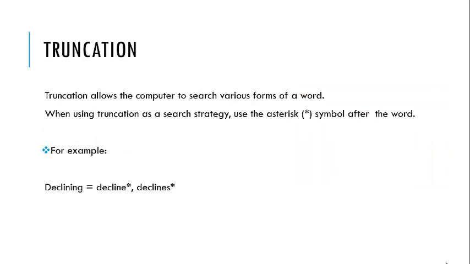Truncation is also something we want to think about when we're searching today. Truncation allows a computer to search various forms of a word. For example, instead of the word declining, we can add an asterisk to the end of the word, and the computer will also search terms for decline, declines, maybe even the past tense form of the word declined. So this is something you might also want to think about in your research today, adding the asterisk after the word to open that search up a little bit more.